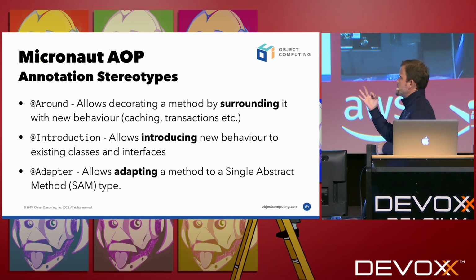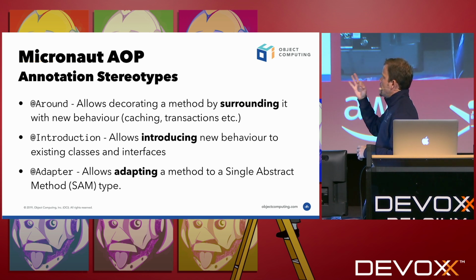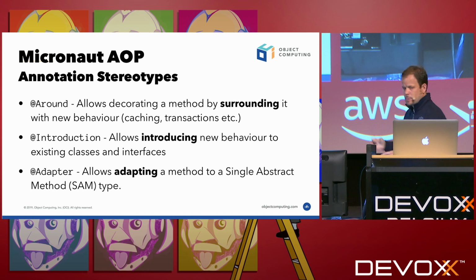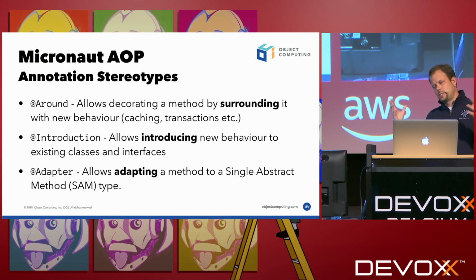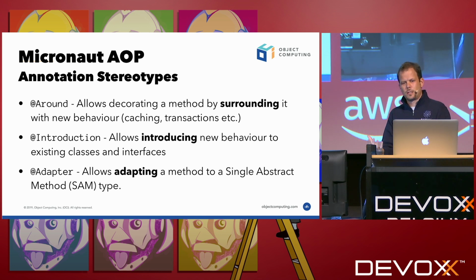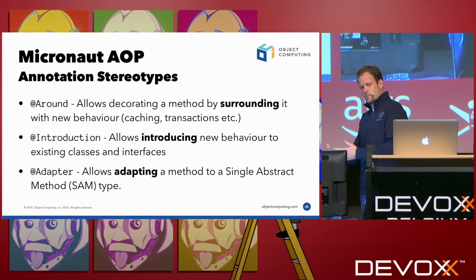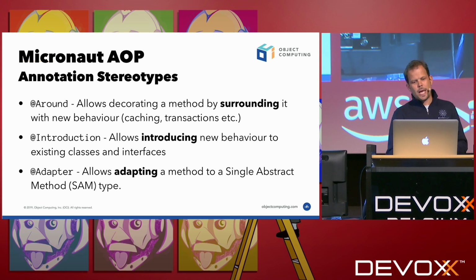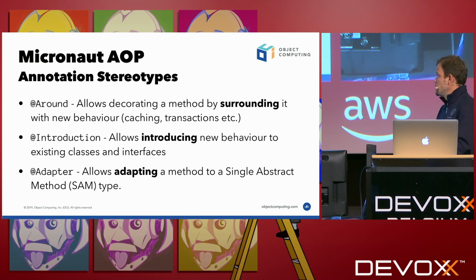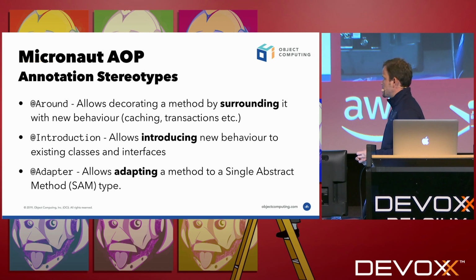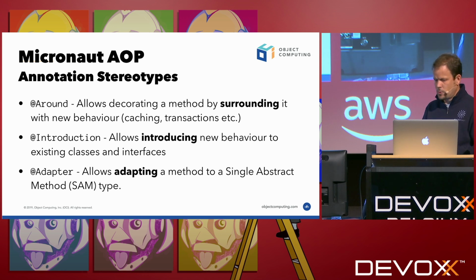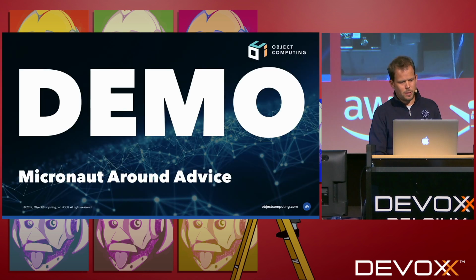There are essentially three types in Micronaut: @Around, @Introduction, and @Adapter. @Around, as you can imagine, allows you to decorate an existing method's behavior, so think @Transactional, think @Cacheable, those kinds of things. @Introduction allows you to introduce new behavior to existing classes and interfaces. And @Adapter allows adapting a method to a single abstract type. Now, that may sound confusing, but I will get to an example in a minute.